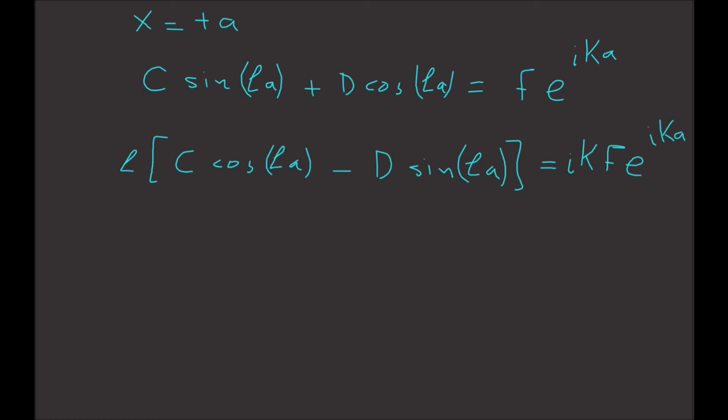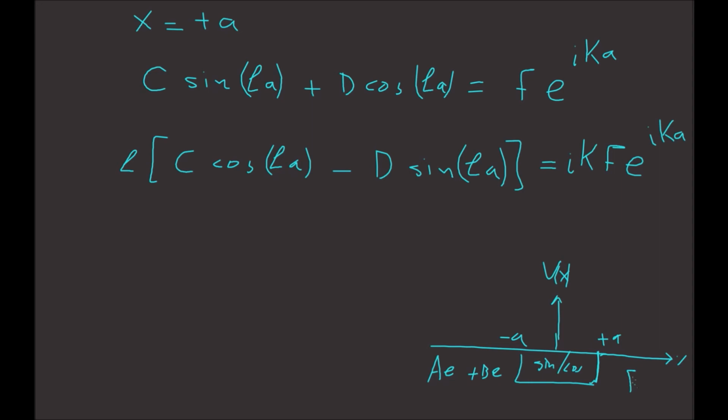If you wonder why the solutions differ, remember our well is something like that. This is x, this is V of x, this is minus a and this is positive a. Here the solution involves both A times e to the something plus B times e to the something. Inside the well we have sines and cosines. And here we only have one part of the solution, F times e to the something.